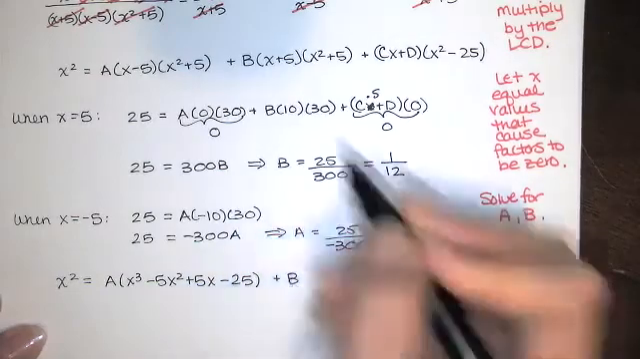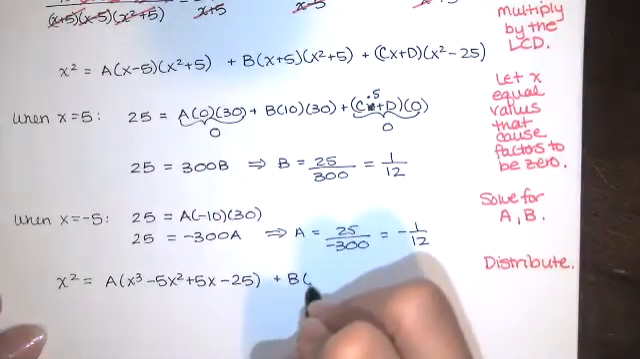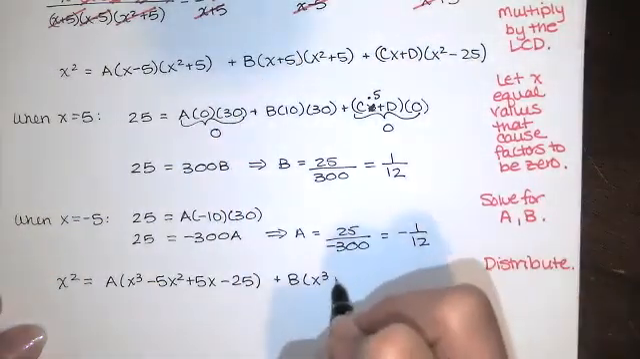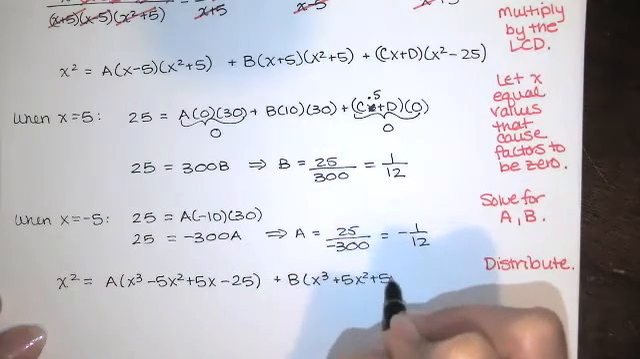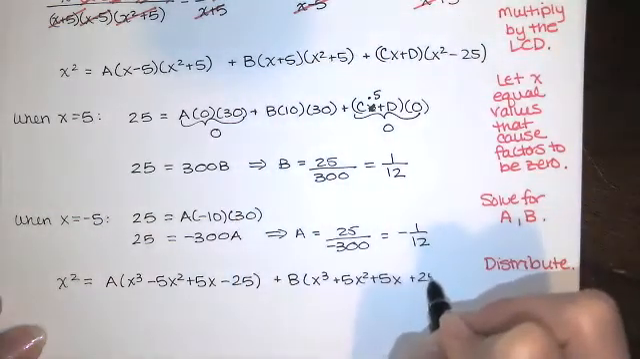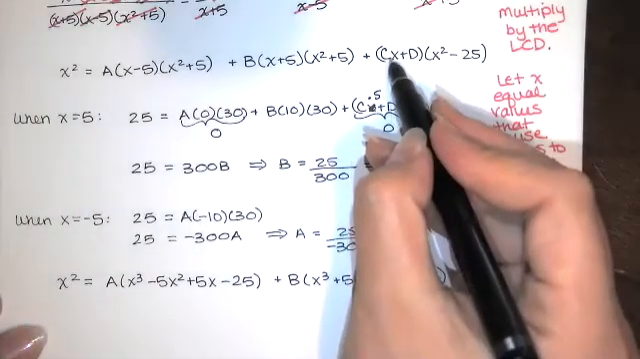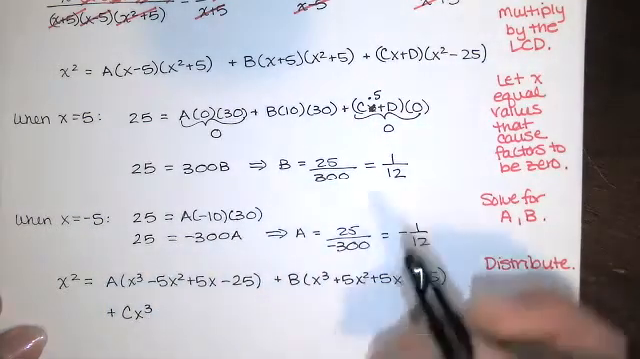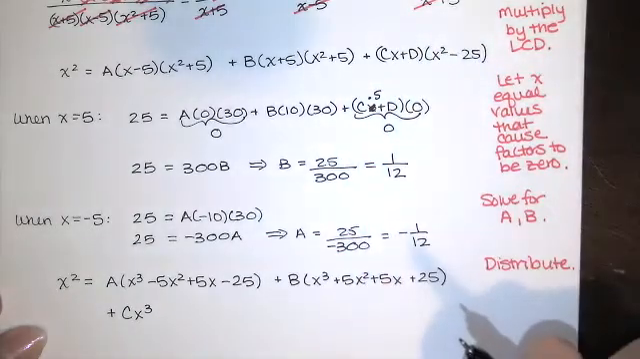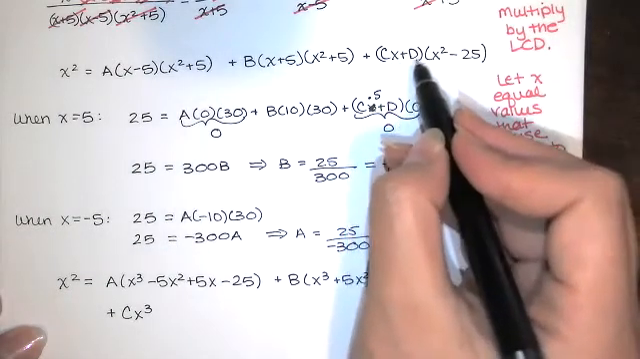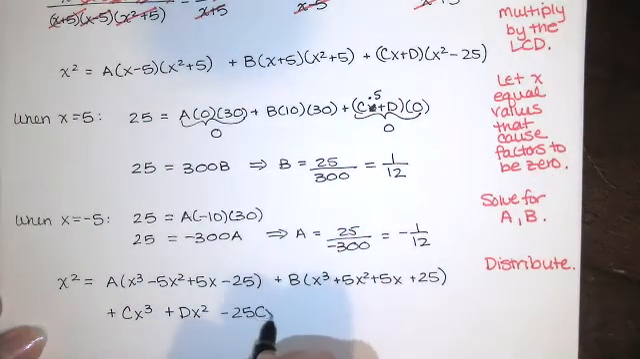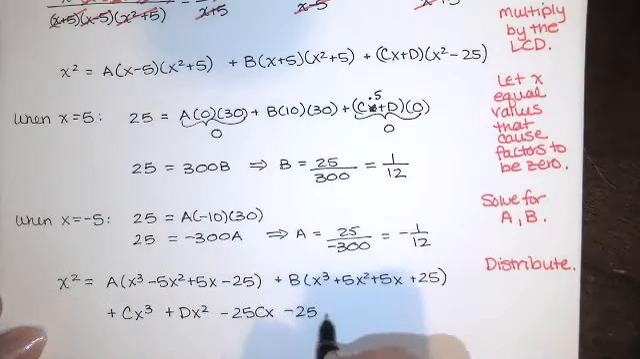We'll do something similar over here with the b. First times first is x cubed. Outer times outer is 5x. Inner times inner is plus 5x squared. And last times last is 25. And then when we multiply cx plus d times x squared minus 25, first times first is going to give me cx cubed. Outer times outer is negative 25 times cx. Inner times inner is dx squared. And then last times last is negative 25d.